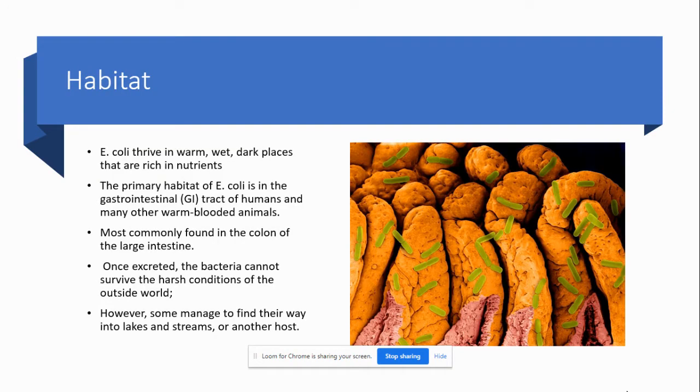The habitat of E. coli, they seem to thrive in warm, wet, and dark places that are rich in nutrients. The primary habitat of E. coli is in the GI tract of humans and many of the other warm-blooded animals. Most commonly, they're found in the colon of the large intestines. Once excreted, the bacteria cannot survive the harsh conditions of the outside world, except sometimes they manage to find their ways into lakes and streams or another host.